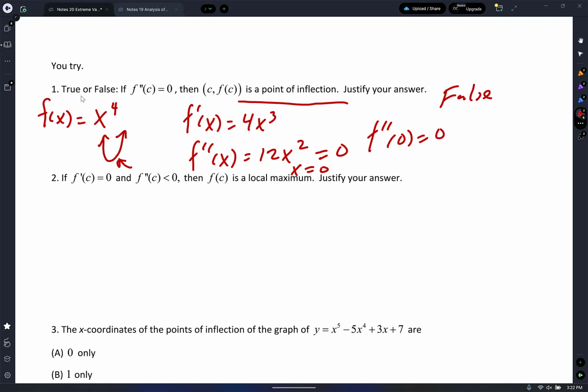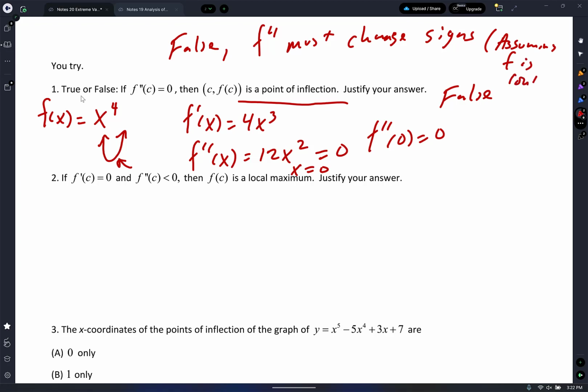For a point of inflection, the second derivative has to change signs. Sometimes it will equal 0, sometimes it will not. Cool or not cool? Okay. I'm going to say false and just put f prime prime must change signs. And we're assuming that f is continuous, right? Assuming f is continuous. Okay. Cool or not cool?